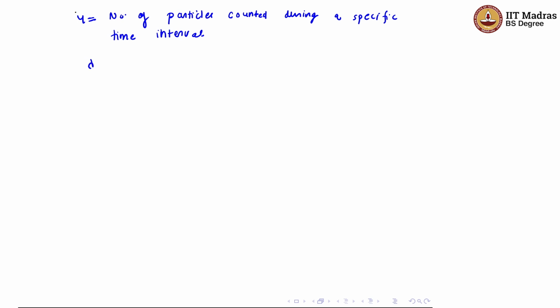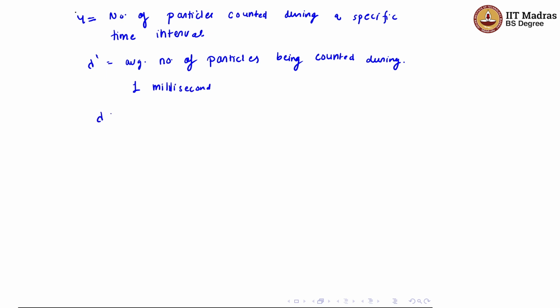Now we have to find the average lambda dash, which is representing the average number of particles being counted during 1 millisecond. So we know that lambda dash will be equal to lambda times p. Lambda is representing the average number of particles which are passing through a counter.